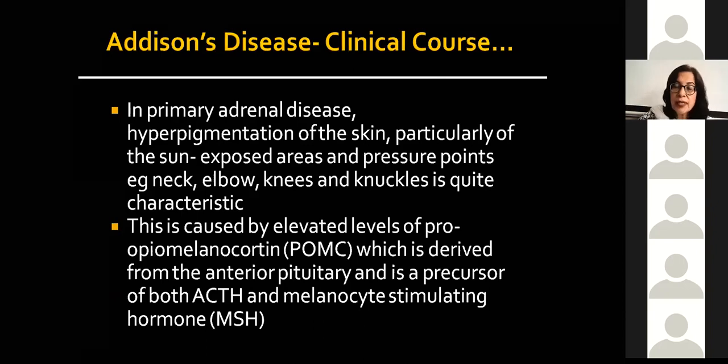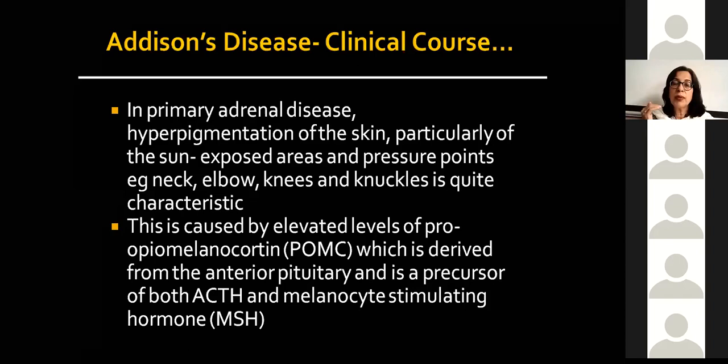Why? We discussed this, that primary adrenal disease means that the adrenal is not functioning, it is not secreting cortisol. Because of decreased secretion of cortisol, the ACTH is stimulated. When a large amount of ACTH is being produced, the precursor of ACTH is POMC, pro-opiomelanocortin. The lack of cortisol causes stimulation of POMC, which causes increased secretion of ACTH, and it also causes increased secretion of melanocyte stimulating hormone.